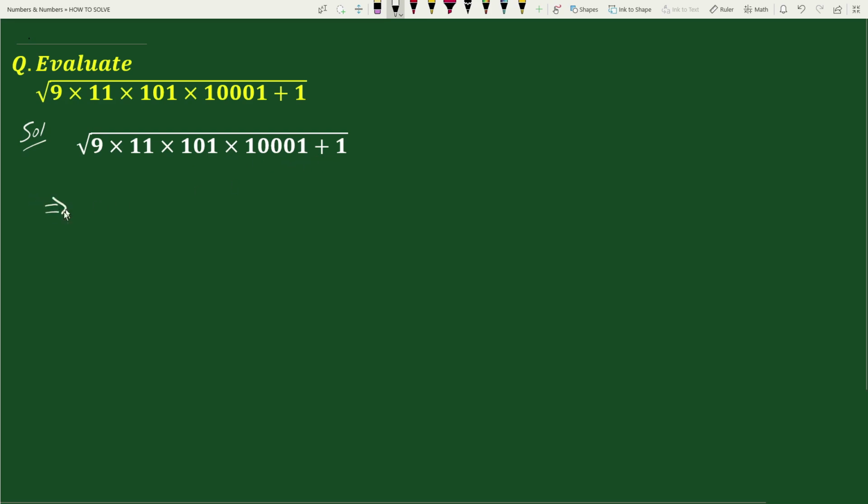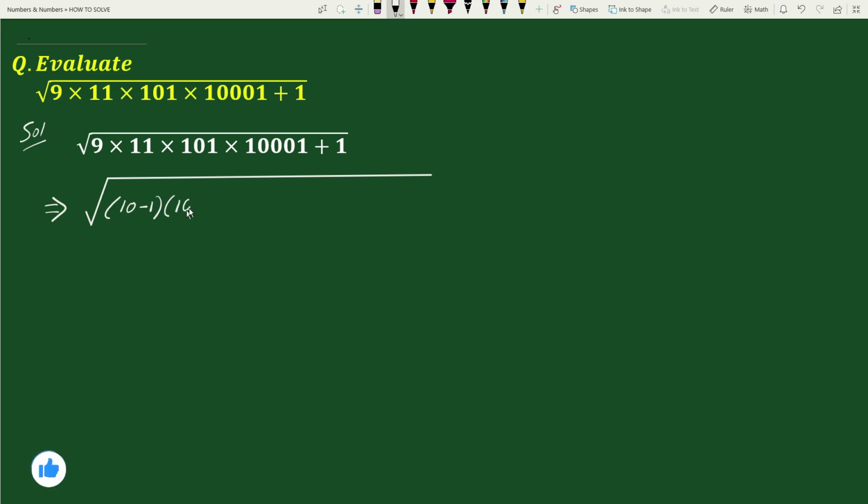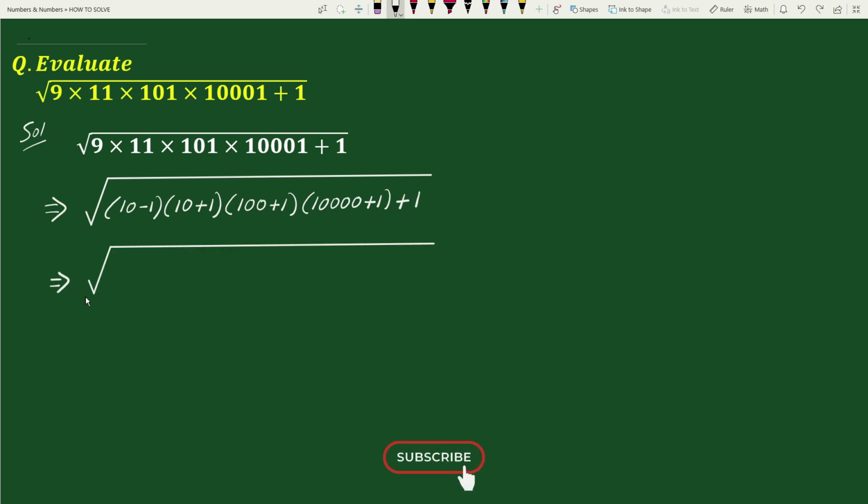This equals the square root of: 9 can be written as 10 minus 1, times 11 can be written as 10 plus 1, times 101 can be written as 100 plus 1, times 10,001 can be written as 10,000 plus 1, plus 1. This equals the square root of, you can see here 10 minus 1 times 10 plus 1 is of the form a plus b times a minus b, which equals a square minus b square.